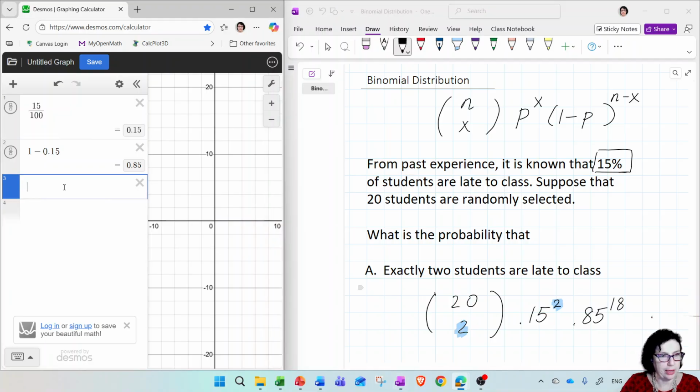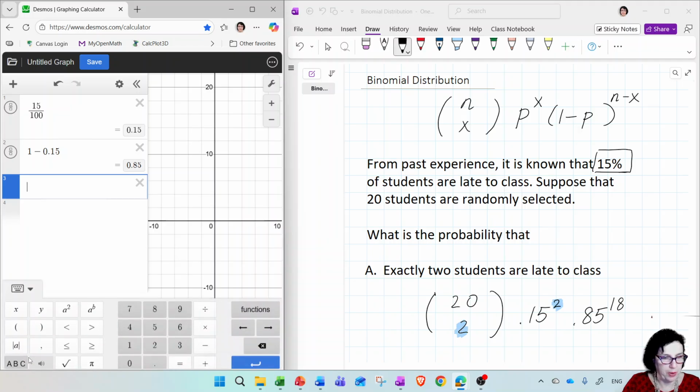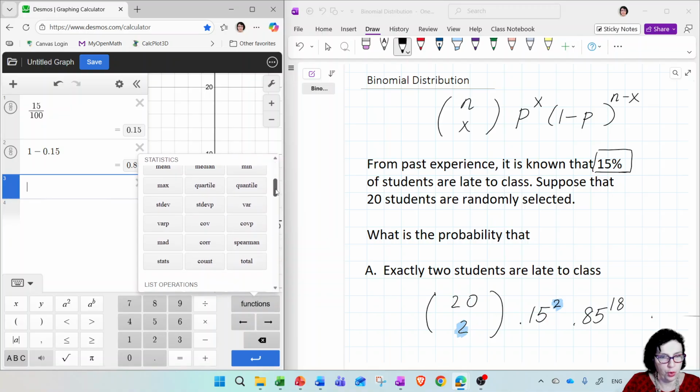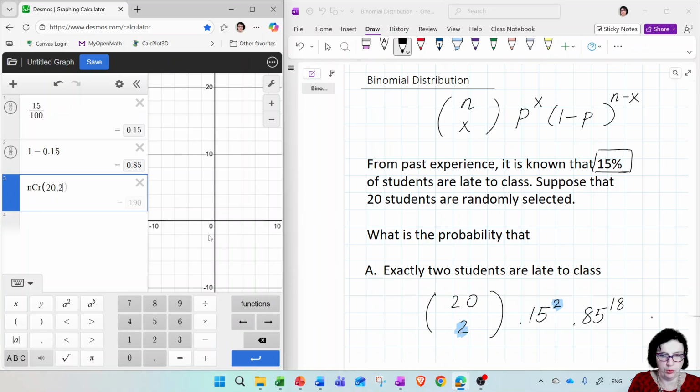Now let's look at how to compute something like this and then how to check your work. First, this is the number of combinations of 2 items taken out of 20. To get that from Desmos, you're going to go to the keypad, go to functions, and then scroll all the way down to the number of combinations. Okay, so this is going to be 20, 2. Then you're going to take 0.15 squared and multiply that by 0.85 to the power 18.